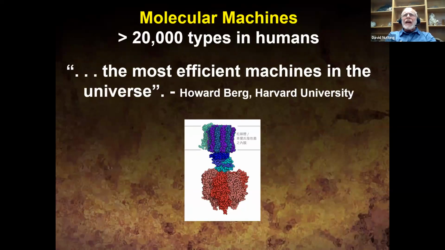There are over 20,000 types of, I'm going to call them molecular machines in humans. Now, these things are tiny. You can't even see them with a microscope. You might be able to get an idea of what's going on with the most advanced electron microscope, but they're so tiny. They're basically working on molecules and being fueled sometimes by protons, which you won't even have a chance of seeing. But Howard Berg from Harvard University talks about these machines and said these are the most efficient machines in the universe.